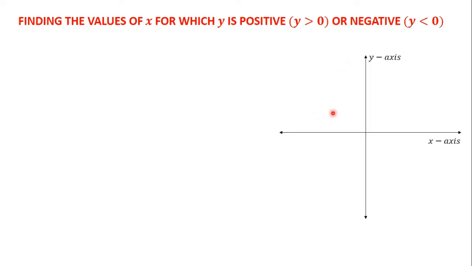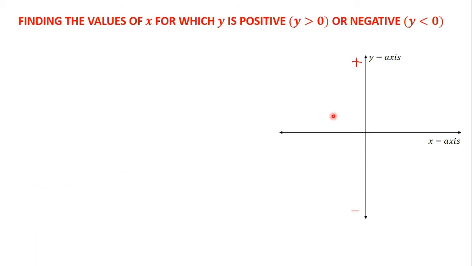When you draw the x and y axis as we have here, you can see that the x-axis divides the y-axis into two parts, the top part and the bottom part. As we have seen all along, the top part of the y-axis will give us the positive values of y, and the bottom part of the y-axis will give us the negative values of y.